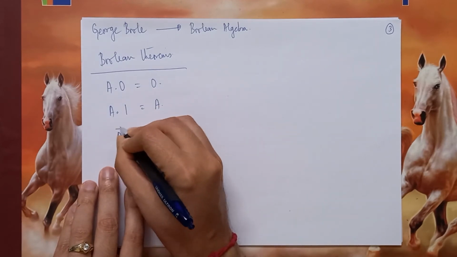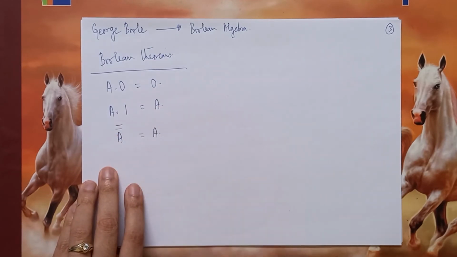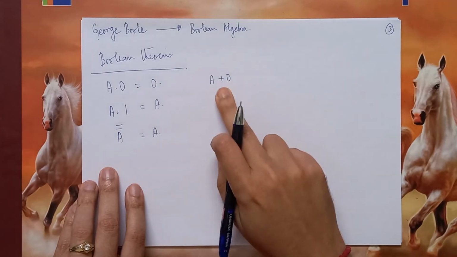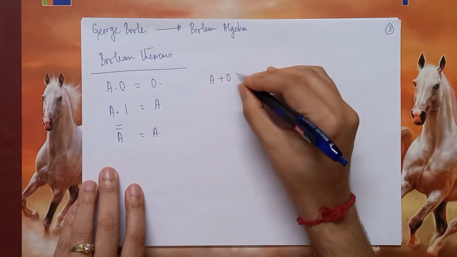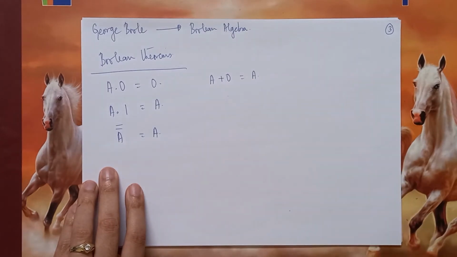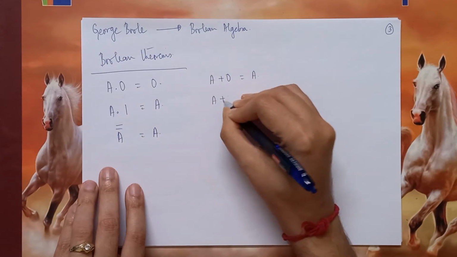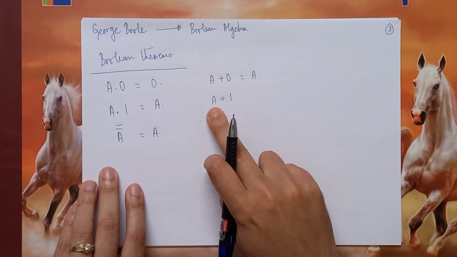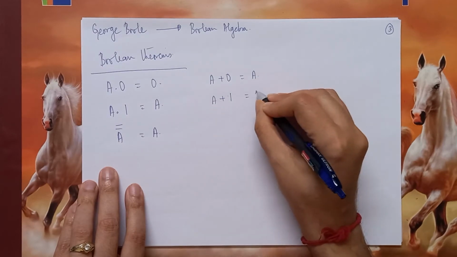The complement of a complement is the original quantity. Likewise, he said a plus 0. If you OR something with 0, you get the original variable. But if you OR something with a 1, if one condition is satisfied, it does not matter what the other is, the answer will be 1.